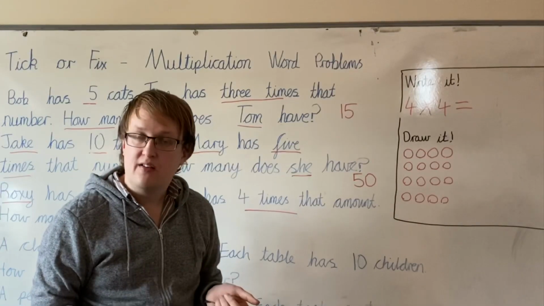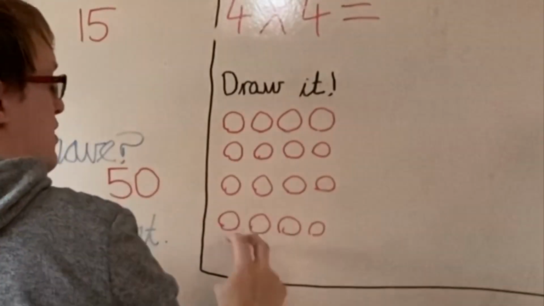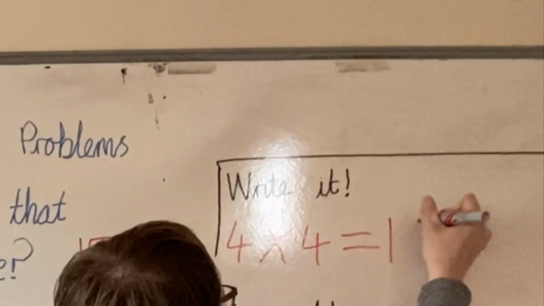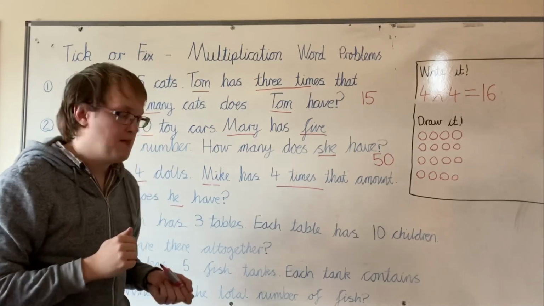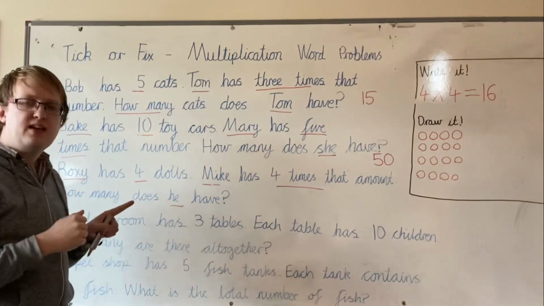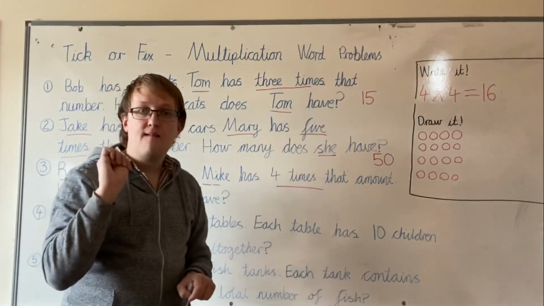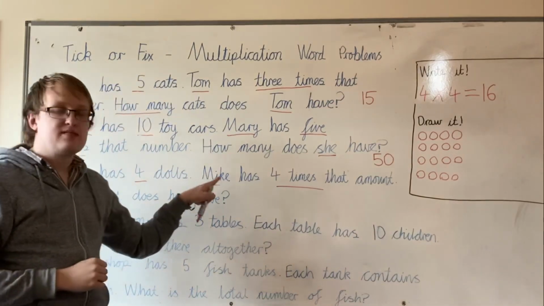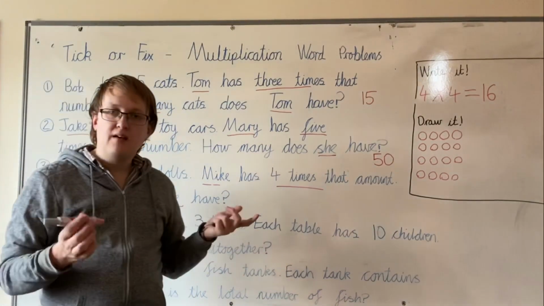Now I just need to figure out how many there are in total. 2, 4, 6, 8, 10, 12, 14, 16. Now I'm going to check my answer. Roxy has 4 dolls, and Mike has 4 times 4. He has 4 times that amount. How many does he have?